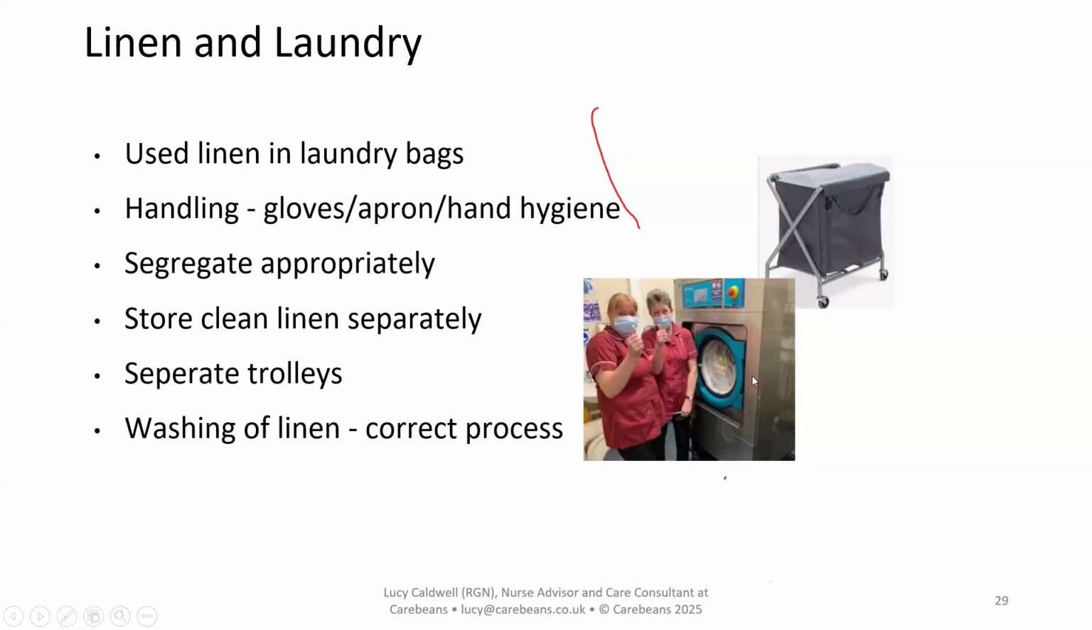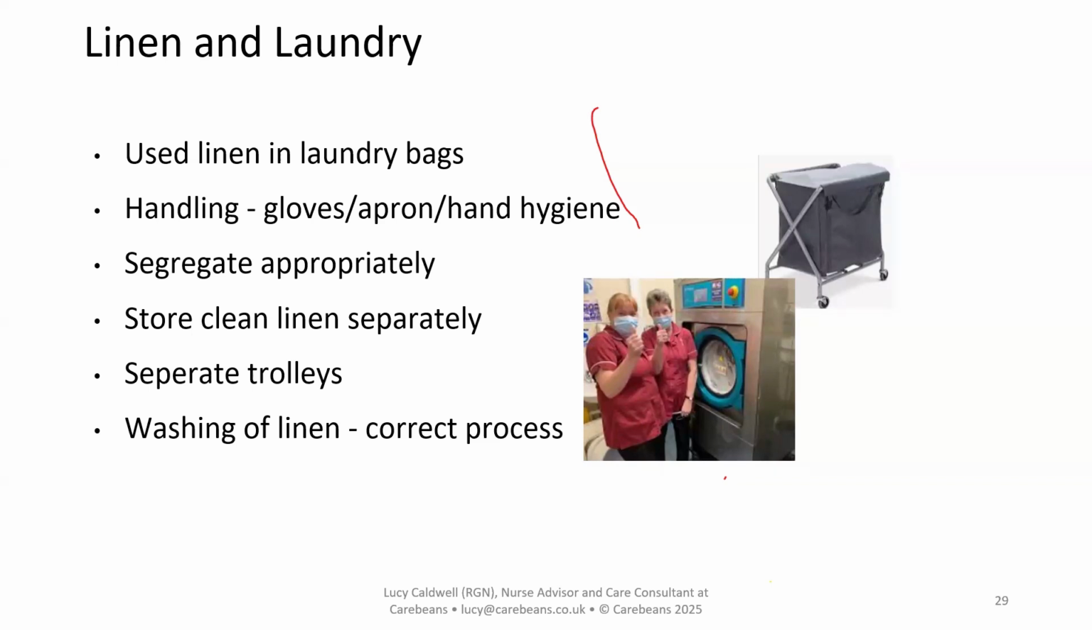So care homes use a variety of laundry systems. It's important to understand what system you use, why you use it, how you use it. So if we're looking at used linen and laundry bags, used linen and clothing must always be kept in laundry bags or baskets. So you shouldn't strip someone's bed, for example, and then chuck that on the floor. That should be going in the correct laundry bag.